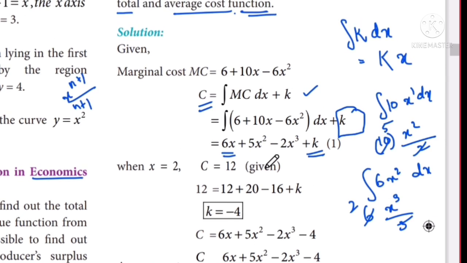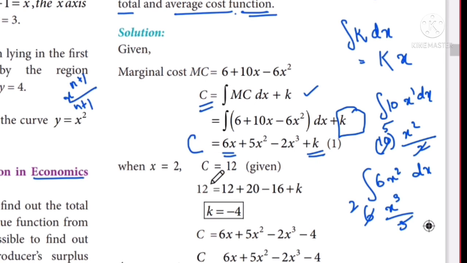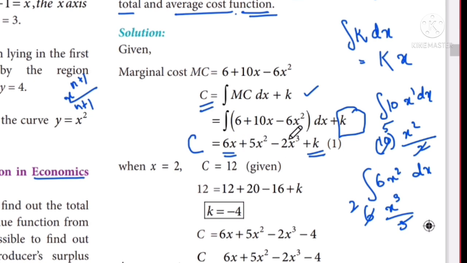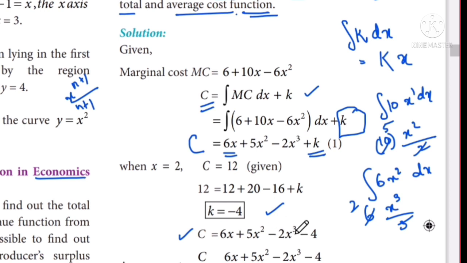So some condition is given to find the constant k. So substitute C is 12. This is C, C is 12, and put x is 2. So 12 plus 20 minus 16 plus k. K is minus 4. So put that here: 6x plus 5x square minus 2x cube minus 4. So that is the cost.